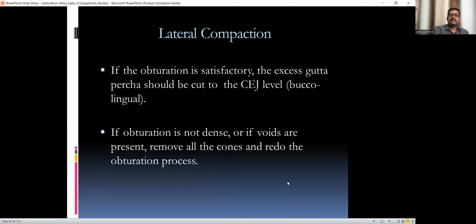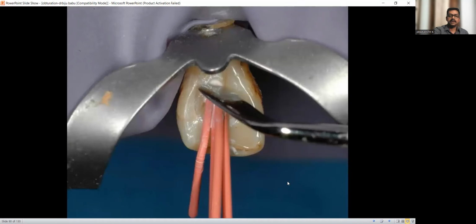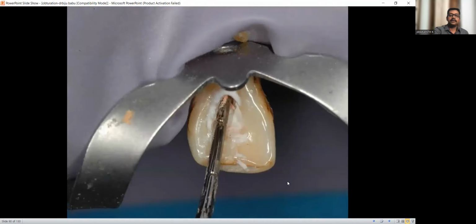If the obturation is satisfactory, the excess gutta-percha cone should be cut to the CEJ level, buccolingually. If obturation is not dense or if voids are present, remove all the cones and redo the obturation process. So this is the image. Just cut off the coronal butt end of the gutta-percha cones.